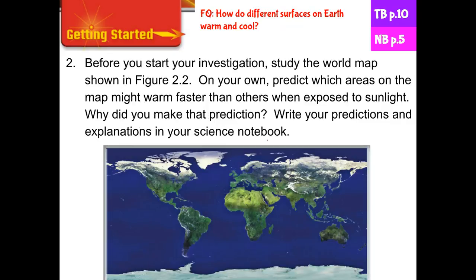Number 2 for getting started is before you actually start your investigation, we want you to study the world map shown in figure 2.2. That's also seen below. And it's also in your book on page 10. On your own, predict which areas of the map might warm fastest and which others warm faster than others when exposed to the sun. Why did you make that prediction? And then write your predictions and explanations in your science notebook. So you're going to be looking at this map and start thinking about which areas of the Earth are going to warm faster when exposed to sunlight, and then why.